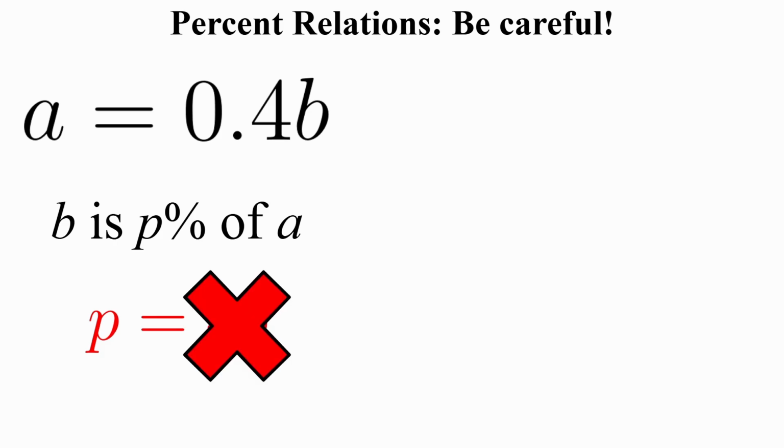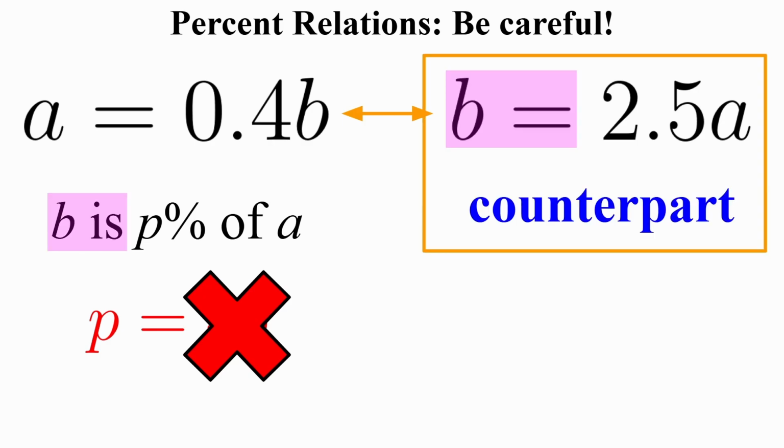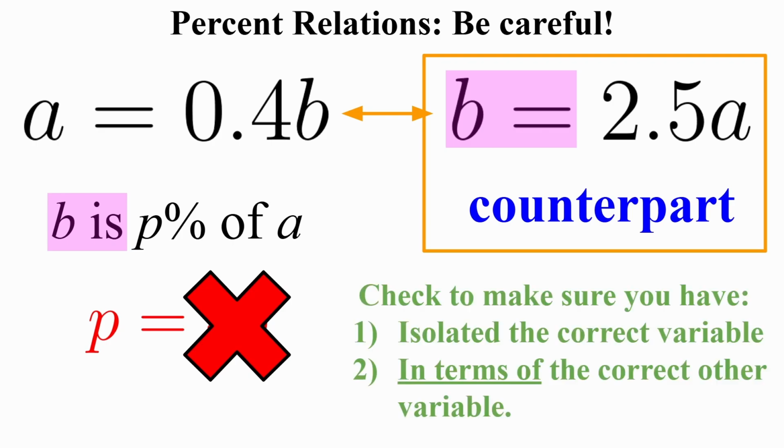So don't forget, you might get to the end of a long problem and you might have to go and switch it to its counterpart, which is what I'm going to call that for the rest of the video, in order to answer the question correctly. So make sure that you've got the correct variable isolated and that it is in terms of the correct other variable. So B is isolated and I have it in terms of A. So I could answer that question. B is P% of A.